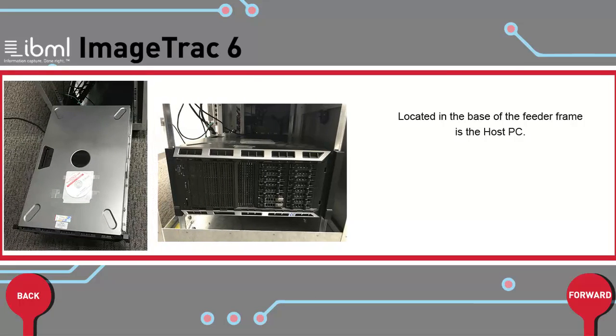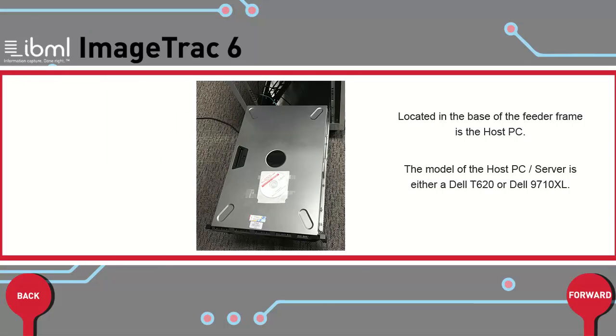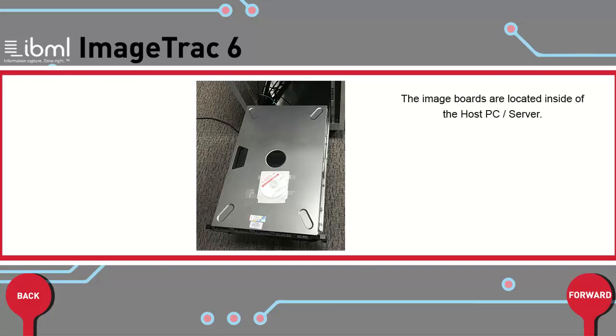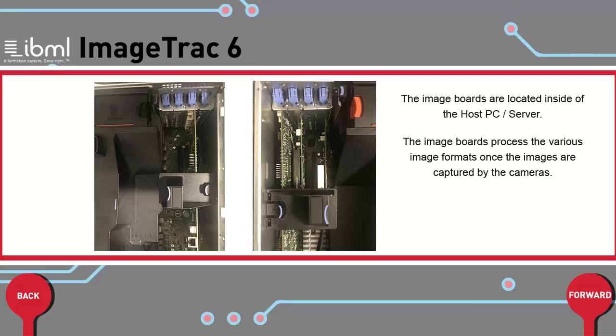Located in the base of the feeder frame, you will see the host PC server. The model of the host PC server is either a Dell T620 or Dell 9710XL. The image boards are located inside of the host PC server. As you learned earlier in the course, the image boards process the various image formats once the images are captured by the cameras. Note, the ImageTrac 6000 has one type of board available for use, which is ZJSE.